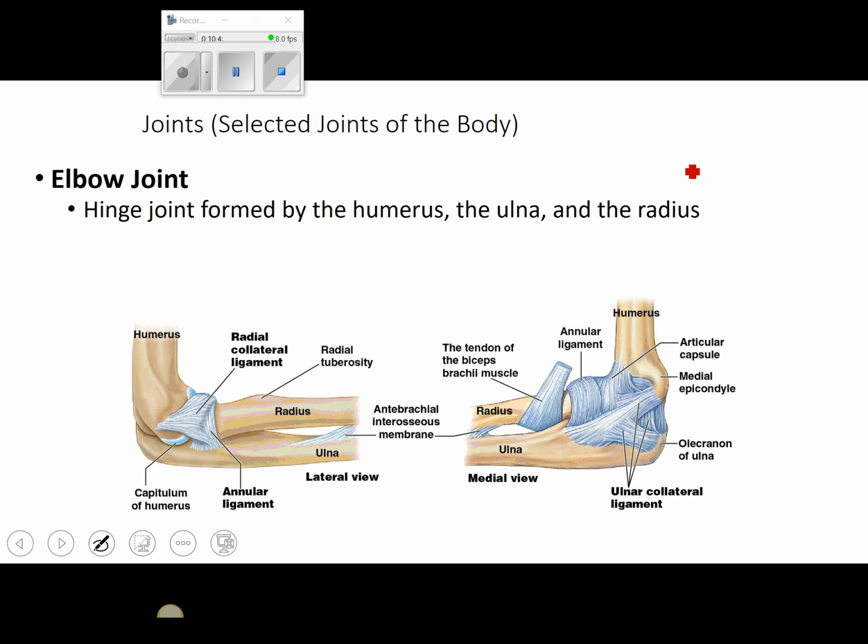The elbow joint is a hinge joint that's formed by the humerus, the ulna, and the radius. That works similar to the hinges on a door. So you have that two-way movement, the flexion and the extension movement.